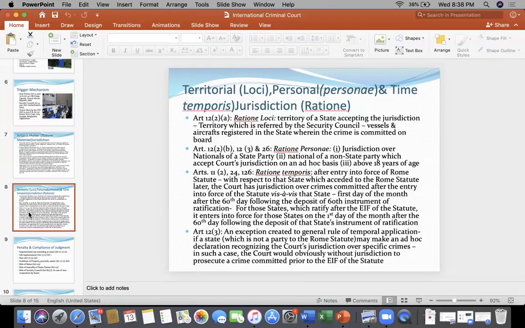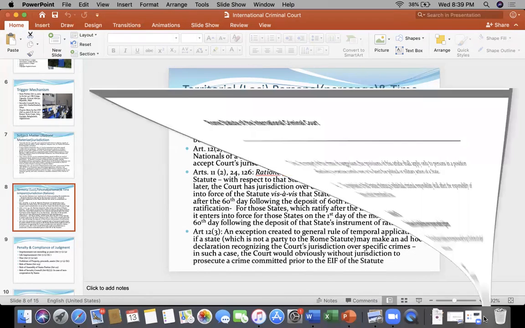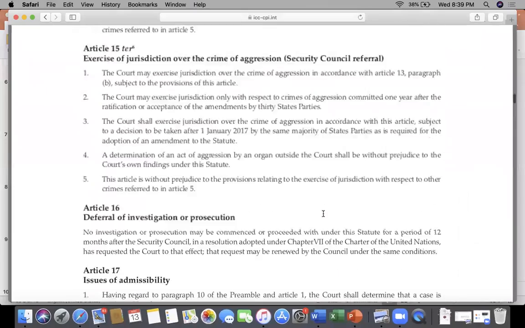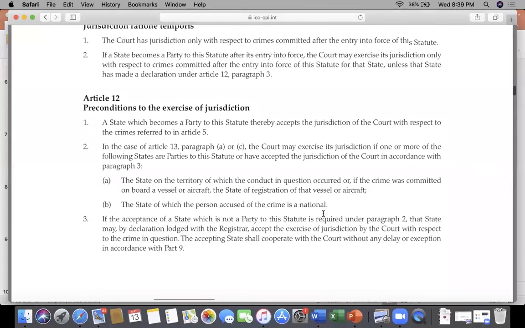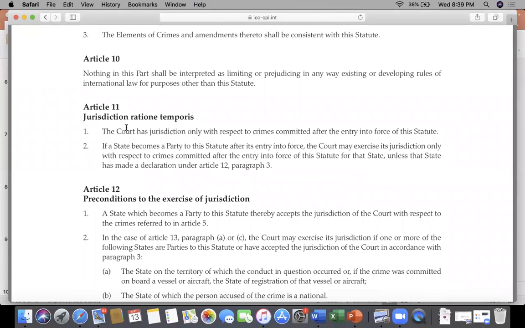Because Article 11, paragraph 2 says that the jurisdiction of ICC will only come when the Rome Statute enters into force with respect to that state. If you look at Article 11, paragraph 1, it says very clearly, ratione temporis, that the court has jurisdiction only with respect to crimes committed after the entry into force of this statute.